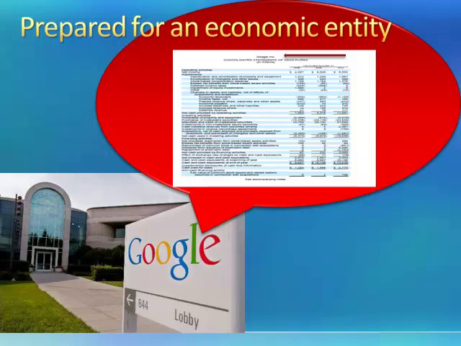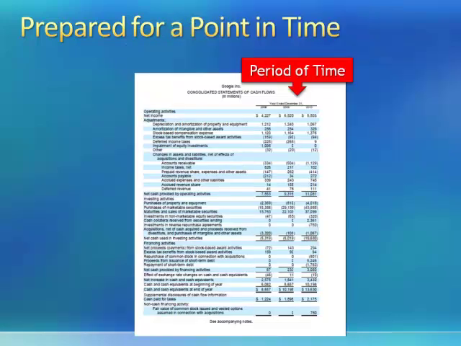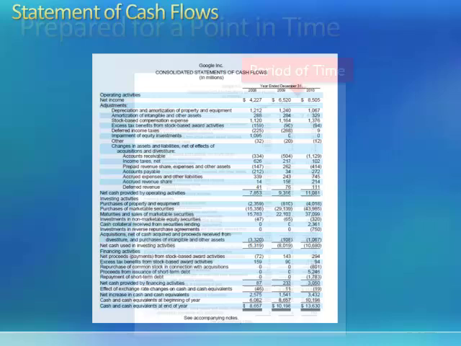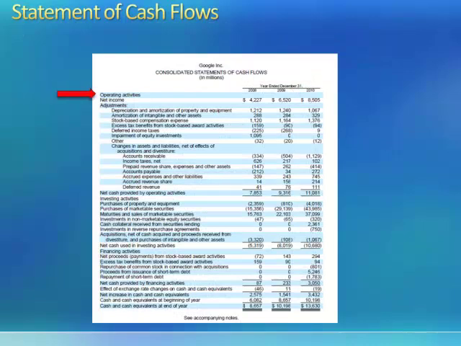Here we have Google, an economic entity, presenting the statement of cash flows for 3 different accounting periods. Here we see that the period of time that Google is presenting is 1 year for each of the time periods presented. We see that Google presents operating activities, investing activities, and financing activities. We see that the net change in cash added to the beginning cash balance is equal to the ending cash balance.